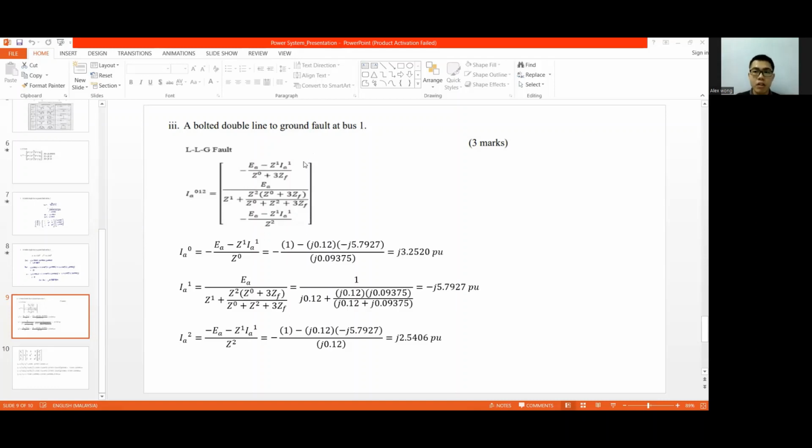I will present how to find a double line to ground fault at bus 1. First, we have the formula of phase A fault current, which is in zero sequence, positive sequence and negative sequence.